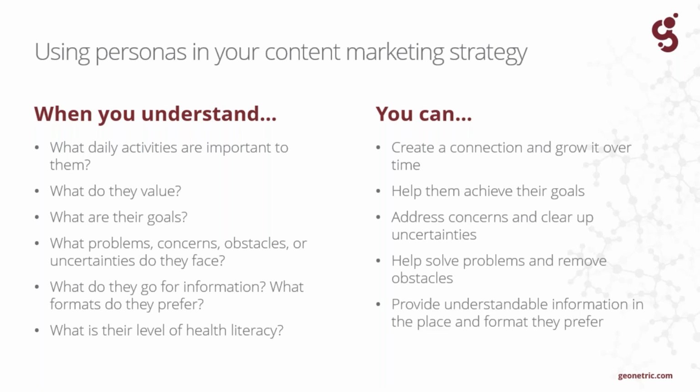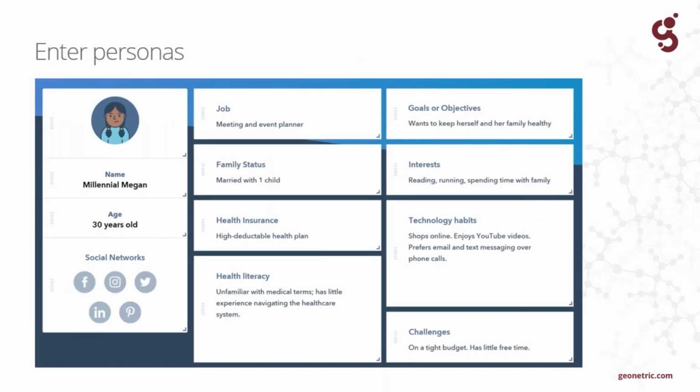And when we understand where they go for information and what types of formats they prefer, we're better able to provide information in the format and the place that they prefer. So for example, we know that Millennial Megan's main goal is to keep herself and her family healthy. But we also have learned that she's not very familiar with medical terms. She's rather inexperienced with the healthcare industry. She hasn't spent much time navigating it. So she's not familiar with the language that we might use every day as healthcare marketers.